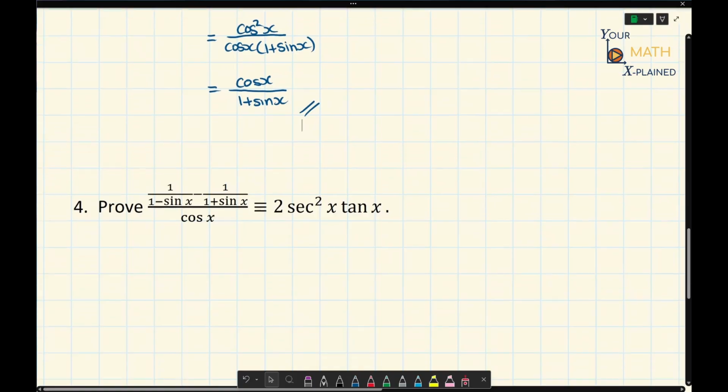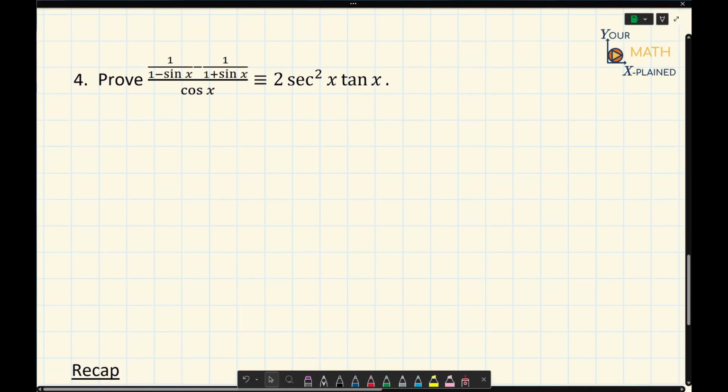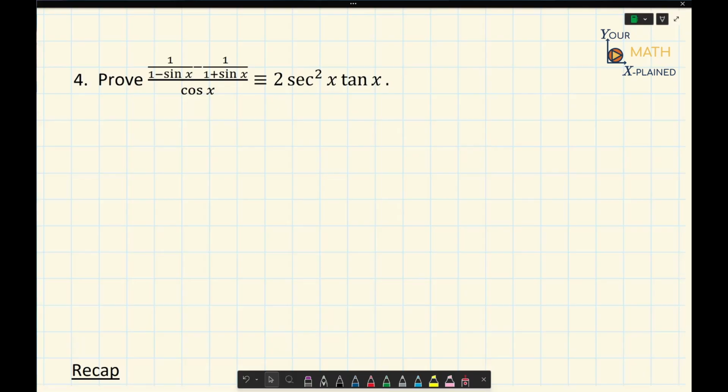And now for our last example, we have something that looks quite complicated. So here we can see that the left-hand side is more complicated looking than the right-hand side. So that's the side we're going to start with. So we have 1 over 1 minus sine x minus 1 over 1 plus sine x, and then this is all over cos x. So right now, this looks pretty gross with fractions within a fraction. So let's go ahead and try to simplify that.